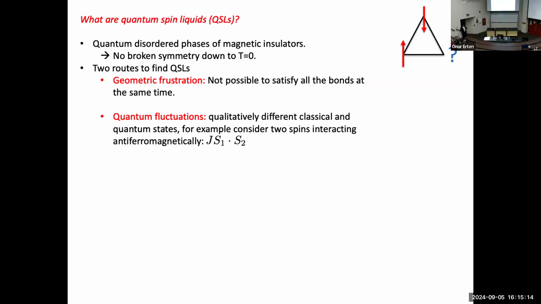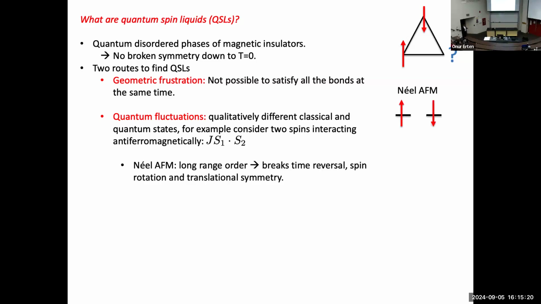So to be more concrete, let's consider two spins that are interacting antiferromagnetically. The classical Néel antiferromagnet has a long-range magnetic order. This breaks time reversal symmetry, spin rotational symmetry, and translational symmetry.